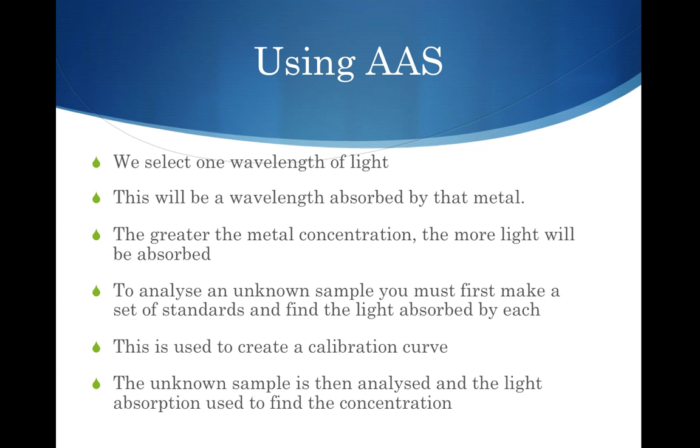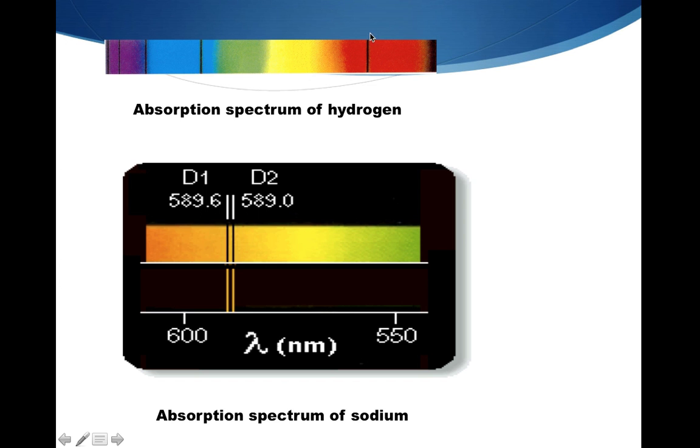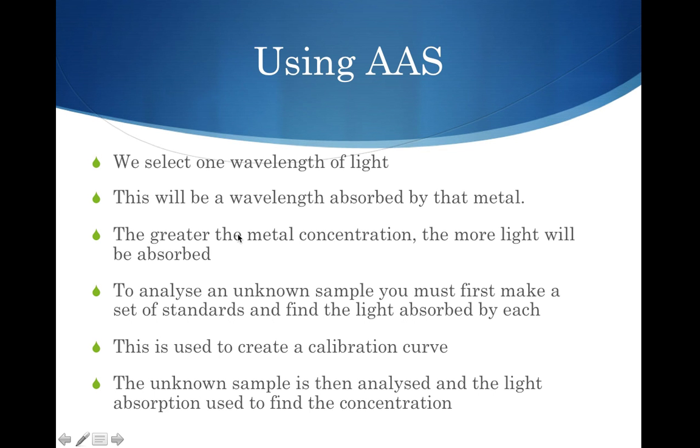Now, the way we normally use it is to find the concentration of the metal, okay, because this is used for metal things. So you choose just one wavelength. So for hydrogen we might choose this one. For sodium we might just choose that one there. Okay, but you select one. And it's got to be a wavelength that the metal absorbs. The basic principle is the bigger the concentration of the metal, the more light will be absorbed.